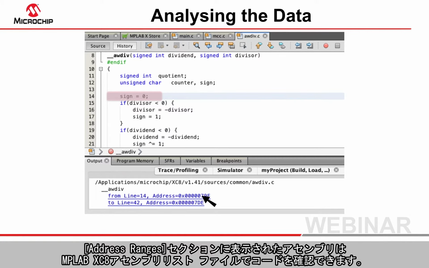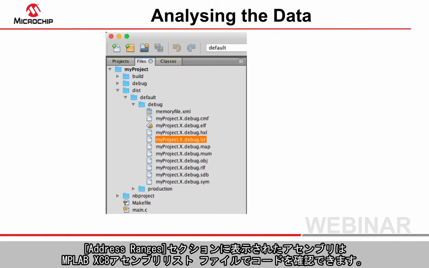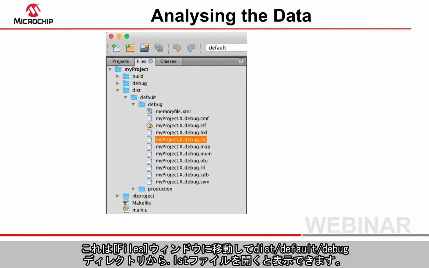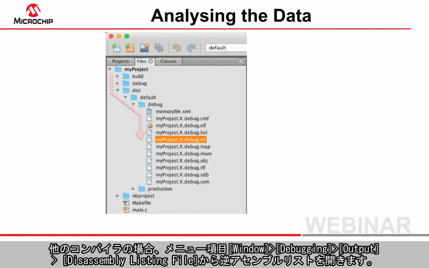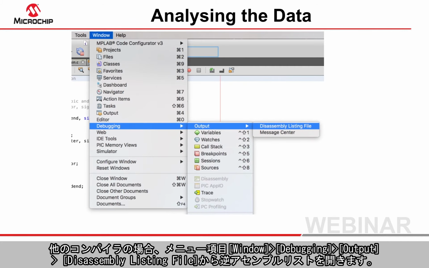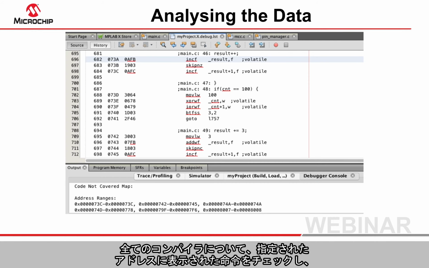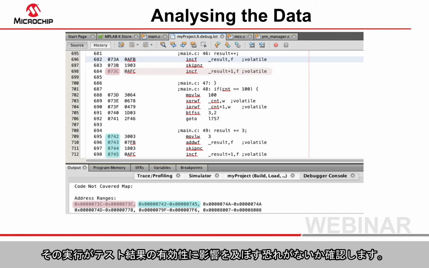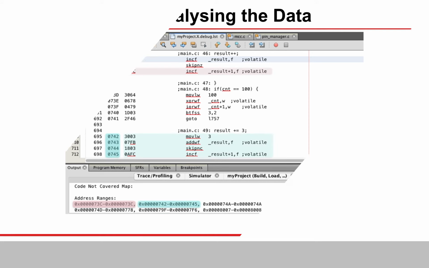For any assembly listed in the Address Ranges section, you can verify the code in the MPLAB XC8 assembly list file, which you can see by going to the Files window, navigating to the dist default debug directory, and then opening the file with the .lst extension. For other compilers, open the disassembly listing from the menu item Window, Debugging, Output, Disassembly List file. For all compilers, check the instructions shown at the specified addresses to see if their execution could affect the validity of your test results.